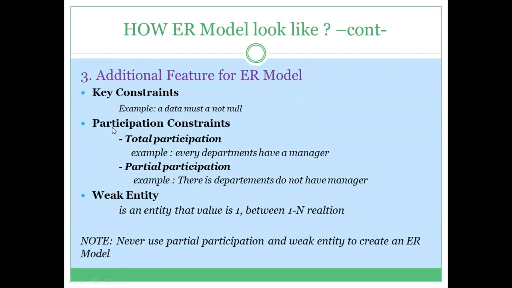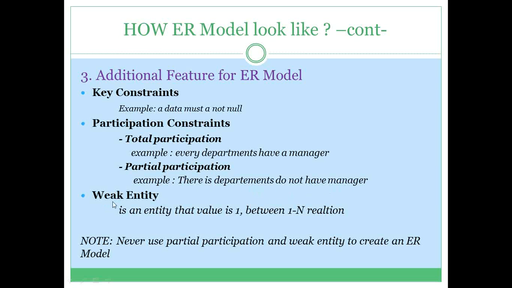the two is participation constraints. Total participation. Example, every department has a manager, so it's called total participation, that two entities complete each other. And second is partial participation. The example is there are departments that do not have a manager. It's partial participation. So the entity has a relation with manager, but there is no manager in this department.